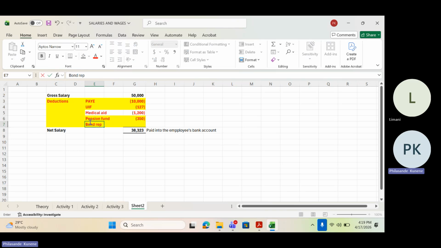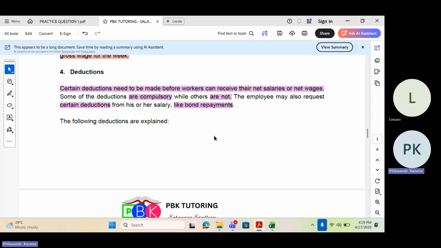Money for my bond repayment, right? So which means now they're adding another deduction. It was not compulsory, right? But you chose that you want your employer to deduct maybe 3,000 that will go towards your bond repayment. Even your car installment, if you're paying for your car, you can ask them to deduct 5,000 and pay it over to the bank for your car installment. So that is your choice. You are allowed to do that as an employee, right?